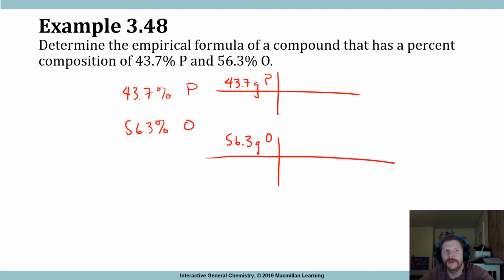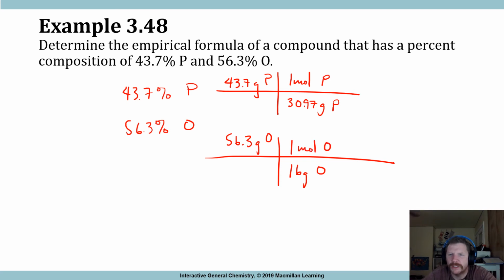So using my periodic table as a reference, I know that oxygen has a mass of 16 grams. Phosphorus has a mass of 30.97 grams. 30.97 grams of phosphorus is 1 mole of phosphorus. 16 grams of oxygen is 1 mole of oxygen. I want to convert my masses into moles. So now I get my calculator out and I say 43.7 divided by 30.97. That gives me 1.4 moles of phosphorus.